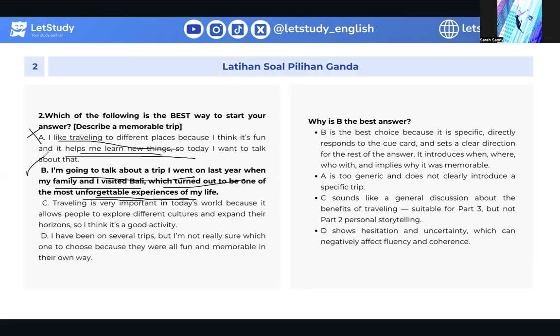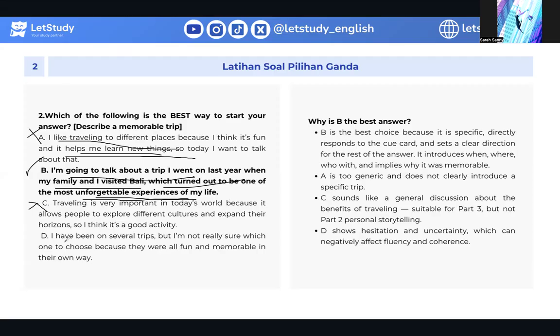Jadi karena ini benar. Untuk part C, "Traveling is very important in today's world." This part is too general and not too specific. Jadi kayak it's not too personal to the person. Seharusnya dalam IELTS speaking part 2, seharusnya lebih personal ke orang tersebut dan seharusnya mereka lebih membicarakan tentang pengalaman mereka dari perspektif mereka. Jadi karena ini bagian C salah.